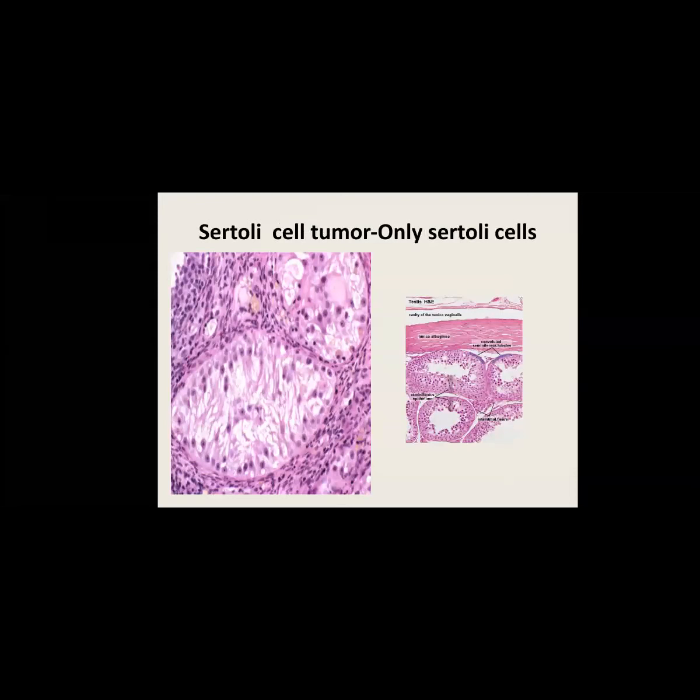Microscopy, what do you expect? Certainly only Sertoli cells will be there. The other germ cells, everything will be absent. The mature spermatids will not be present. On the extreme right of the picture, I have put two slides. One slide is a normal seminiferous tubule, whereas on the left side, the Sertoli cell tumor, you can find only the Sertoli cells.